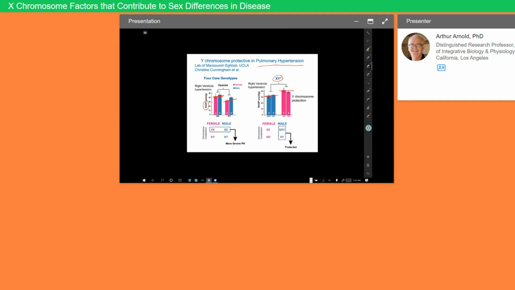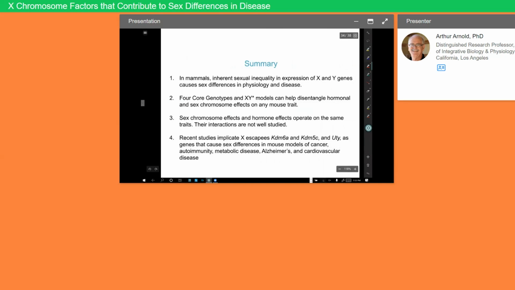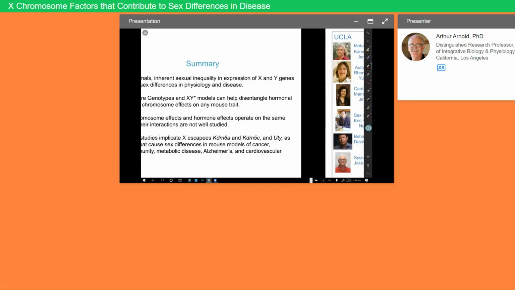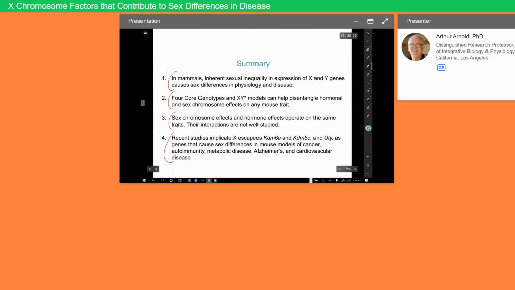And subsequent experiments have led to the discovery that it's the gene UTY on the Y chromosome that is protecting males in this mouse model. So our pathway to discovering new agents of sexual differentiation has been to study the inherent inequality of XX and XY cells, starting out with the four core genotypes and the XY star models, and noting that both sex chromosome and hormonal effects usually operate together on the same traits, but their interactions are not well studied. And recent studies have identified and discovered new agents of sexual differentiation, KDM6A, KDM5C, and UTY. And this now opens up the study of mechanisms downstream from the action of these genes.